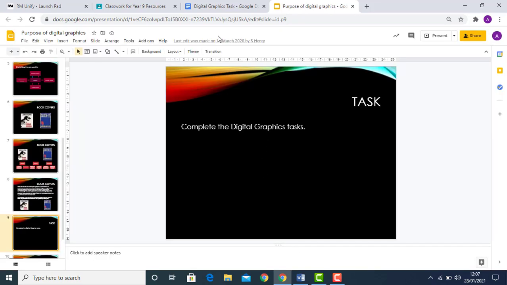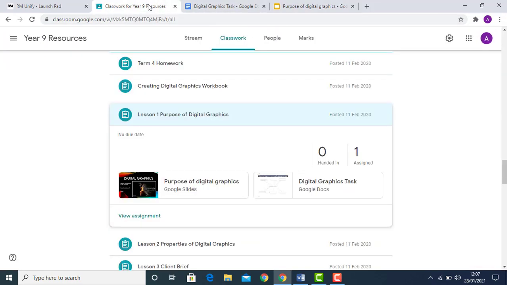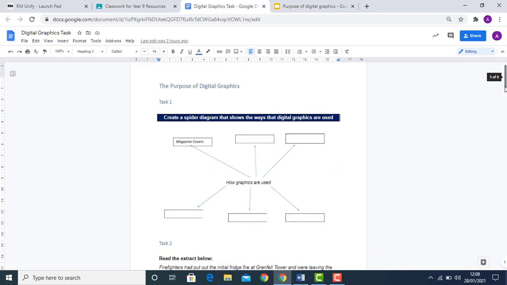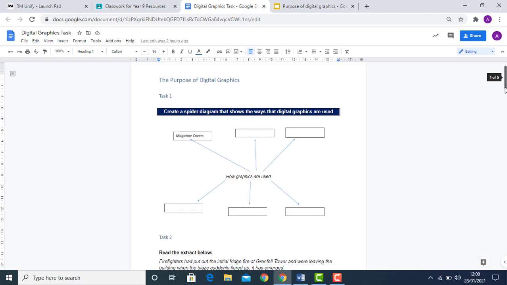To do this, you will load up from Google Classroom, under the Classwork tab, Lesson 1, Purpose of Digital Graphics. You will load up the worksheet, Digital Graphics Task. Now your first task is to look and create a spider diagram that shows the way digital graphics are used. Once you've done this, you will move on to task 2.